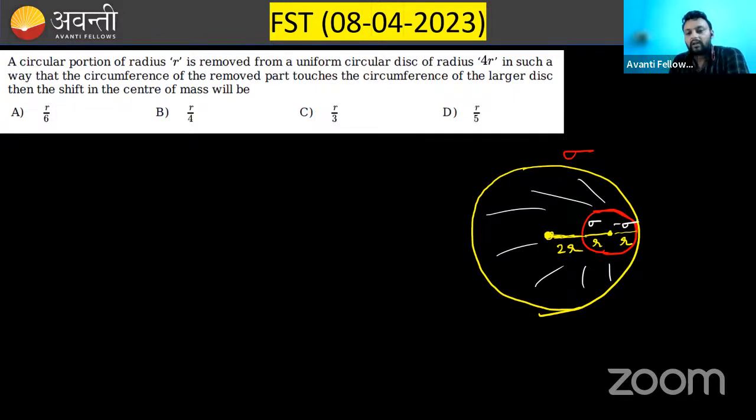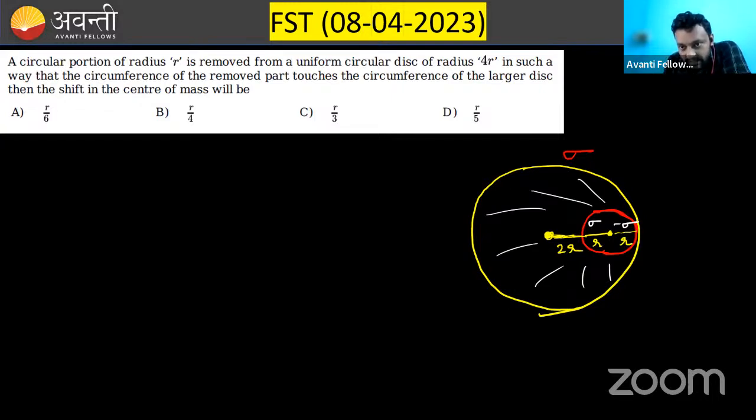Clear? So if I put the positive mass here, this hole will be completed and it will become a complete disk. And there is another body you can assume which has a negative mass. Now I am telling you, listen to me very carefully.